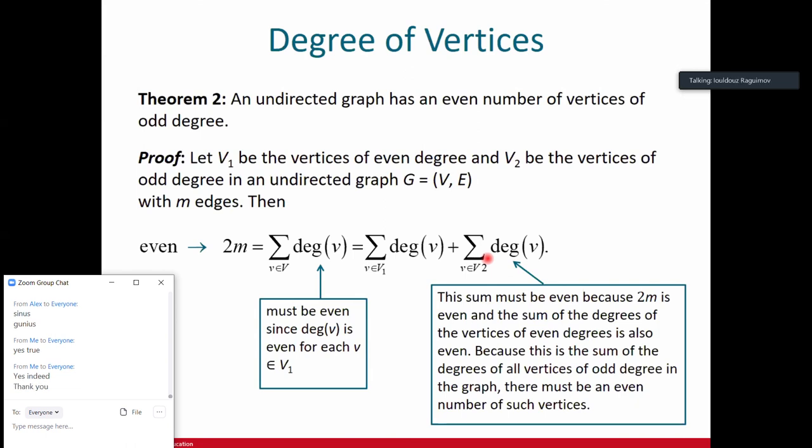A proof can be done by contradiction. Okay, let V1 be the vertices of even degree and V2 the vertices of odd degree in an undirected graph G with m edges. Then the even number 2m should be equal to the sum of degrees of all v's, right? According to the handshaking theorem. This should be equal to the sum of degrees of v, where v is an element of V1, plus the sum of degrees of the elements v in V2.